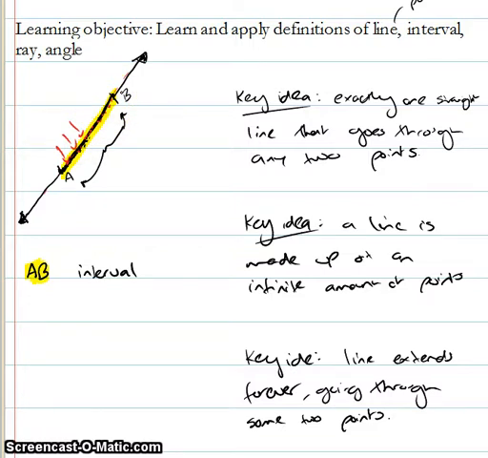All right. So that is another important idea and an important word that we need to know: interval. An interval is just a part of a line. So it's part of the line AB, and it includes the endpoints A and B and all the points within or between A and B as well.